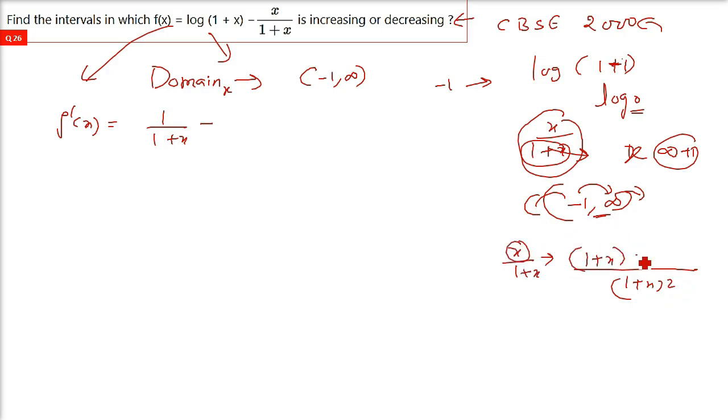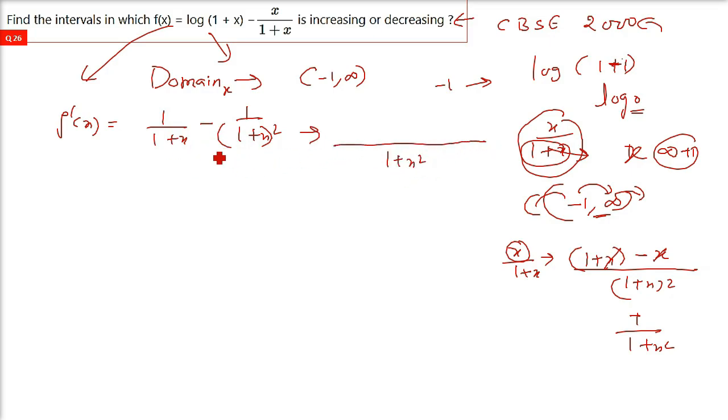Then you take this minus. So this x is there. Differentiation of 1 plus x will be 1 only. So in the numerator you have 1 plus x minus x get cancelled. You have 1 by (1 plus x) whole square. Next thing you can do is to take the LCM and you can solve it. And this is how you can go about it.